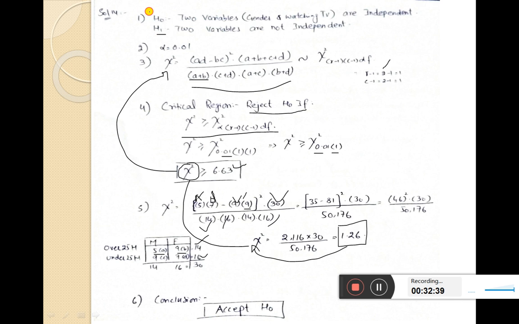Now when I have accepted H naught, it means the two variables are independent. Meaning gender, sex, and time watching TV are not connected. The two variables are not linked or associated; they are not dependent, they are independent. Hopefully the contingency table is clear; it is easy, not difficult.